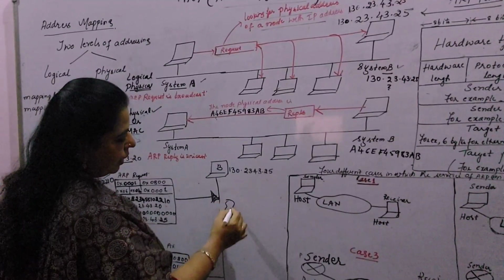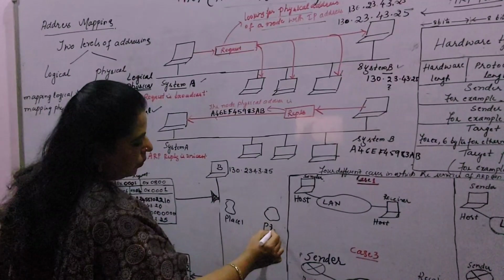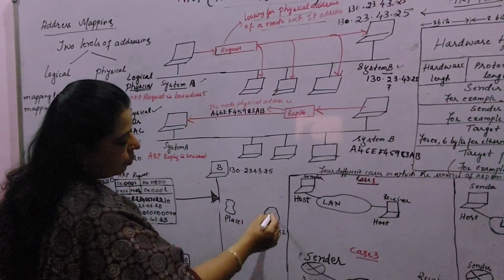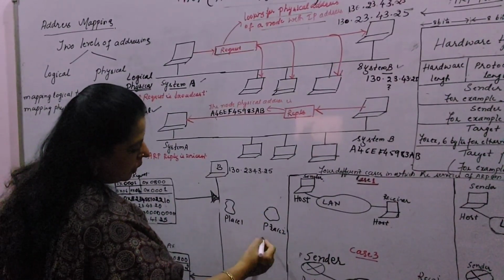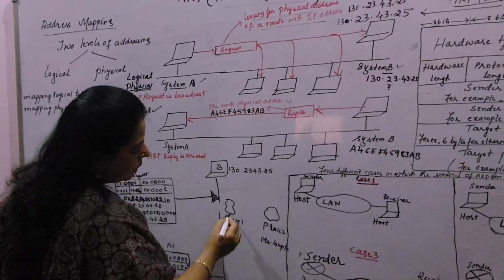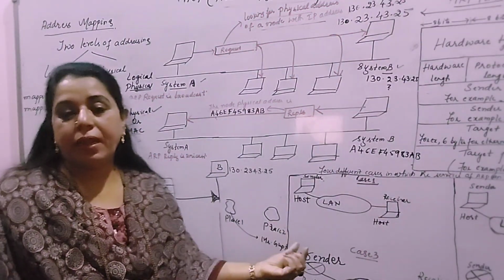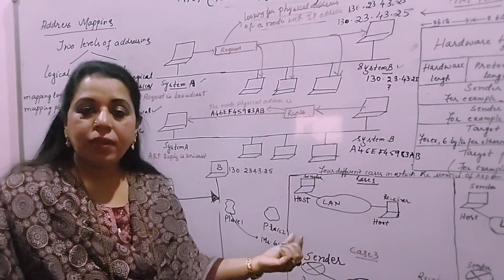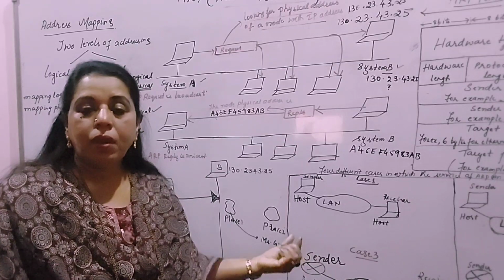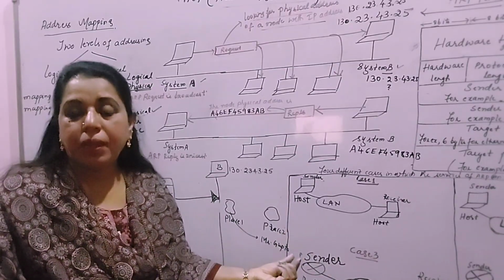Suppose I am staying at place 1, and I am sending a letter to a person residing in place 2. Let me take a name randomly, Mr. Gupta. Suppose I am sending the letter to Mr. Gupta, who is residing in place 2. How will the postal services come to know that they have to deliver this letter, because in that place there can be so many people with the name Mr.